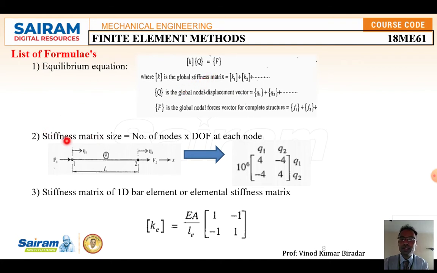Okay, second one is the stiffness matrix size. What is the stiffness matrix size for a 1D bar element? It is equal to the number of nodes and degrees of freedom of each node. Look at this diagram here, how many nodes are there, 2 nodes are there, so a 2 by 2 matrix, like that the stiffness matrix will be there. Okay, coming to the third formula, the stiffness matrix for the 1D bar element, I already told you this, and we already derived this equation, that is Ke equal to AE by L [1 -1; -1 1].